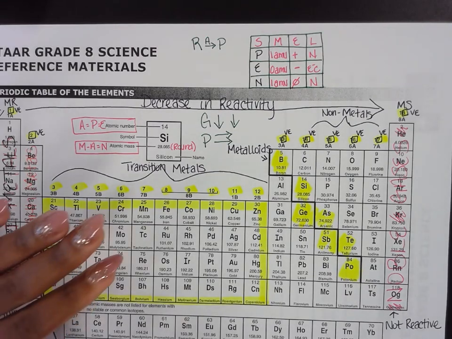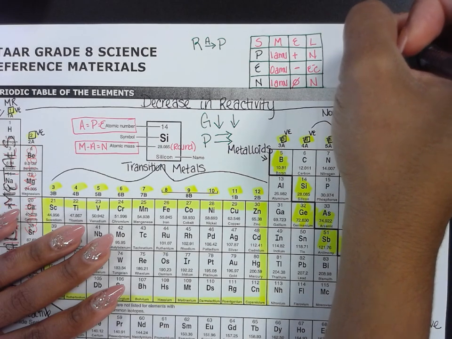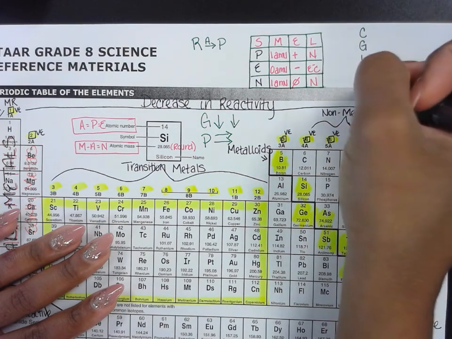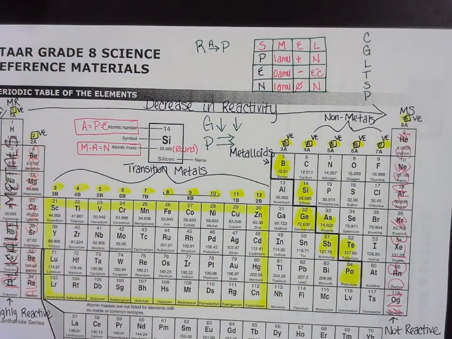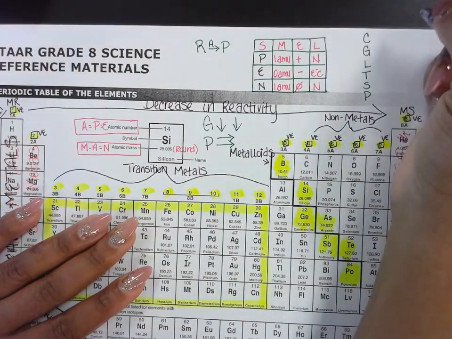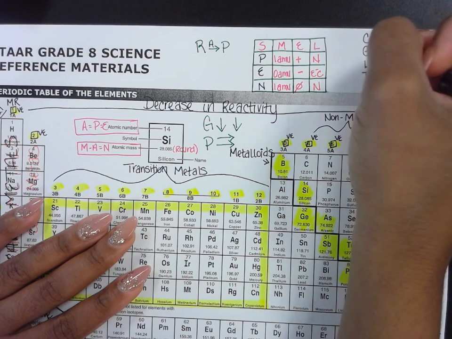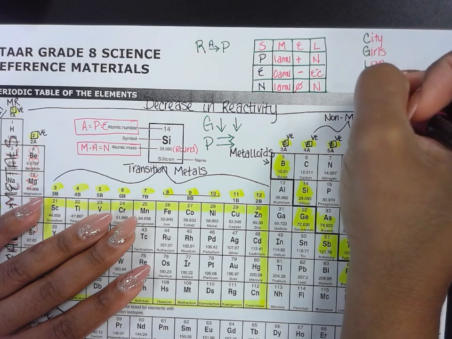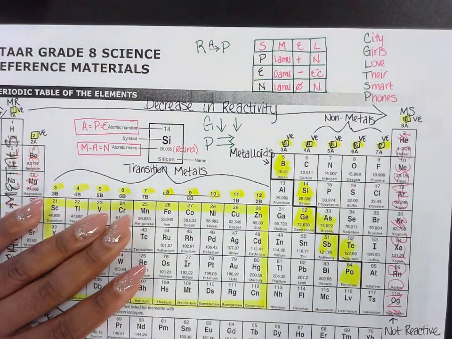And then lastly, we have our evidence of chemical reactions. C, G, L, T, S, P. Now I'm going to show you a mnemonic or a way to remember the evidence of chemical reactions. It is city girls love their smartphones. Okay?